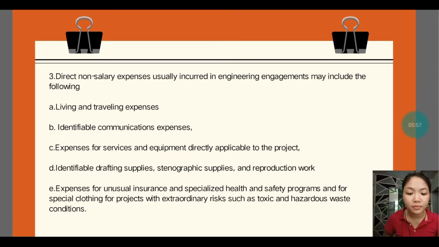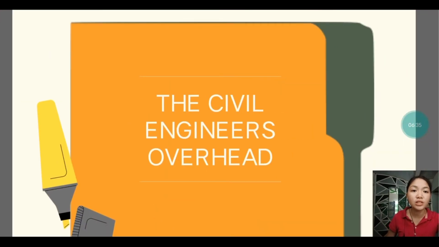And letter D, the identifiable drafting supplies, stenographic supplies, and reproduction work. Dito naman mapapasok yung blueprints, photocopies, and printing. Letter E, expenses for unusual insurance and specialized health and safety programs, and for special clothing for projects with extraordinary risks such as toxic and hazardous waste conditions. Next is the civil engineering overhead.